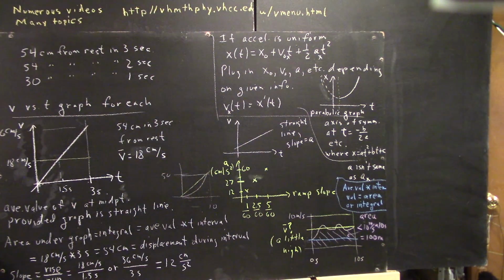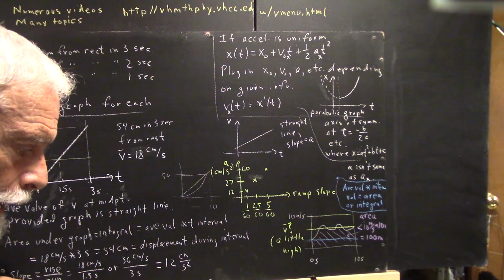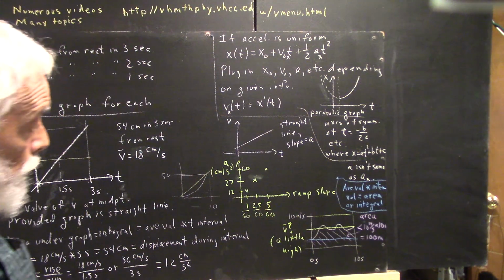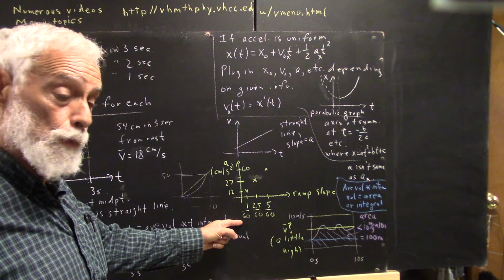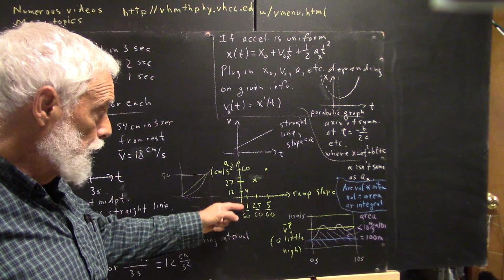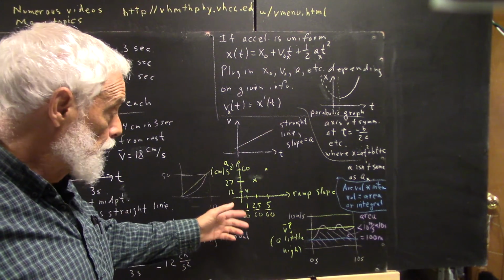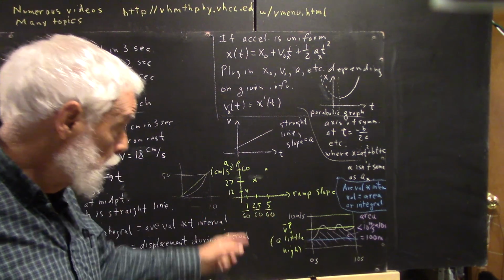Okay, now I rolled a ball down 3 ramps. One ramp had a slope of 1 unit in 60, 1/60th. 1 centimeter divided by 60 centimeters is just 1/60th. There's no unit to this.